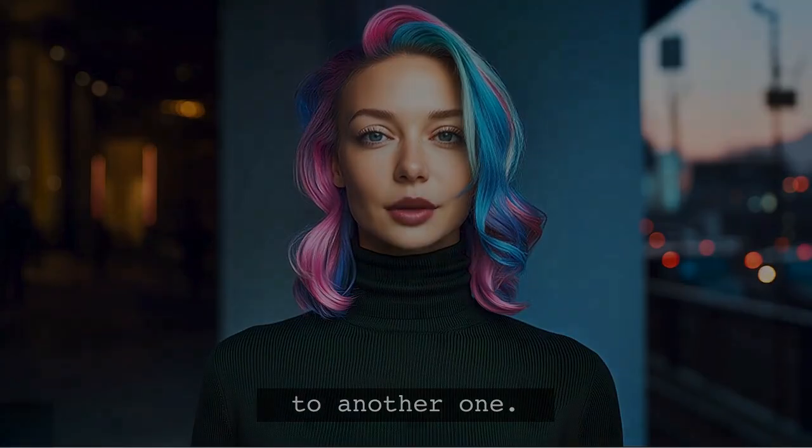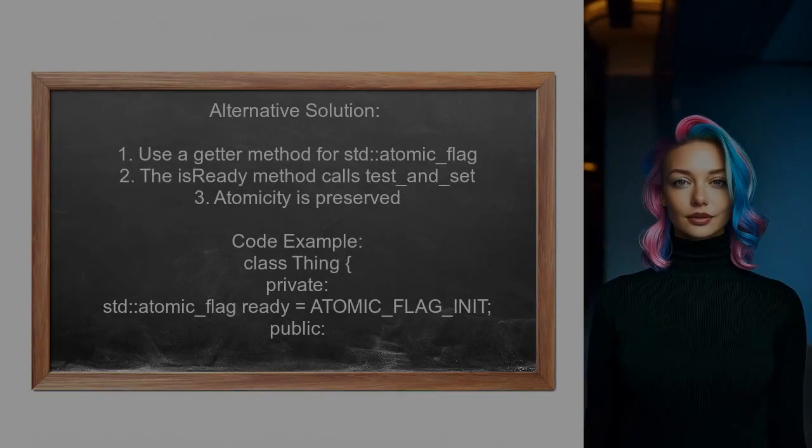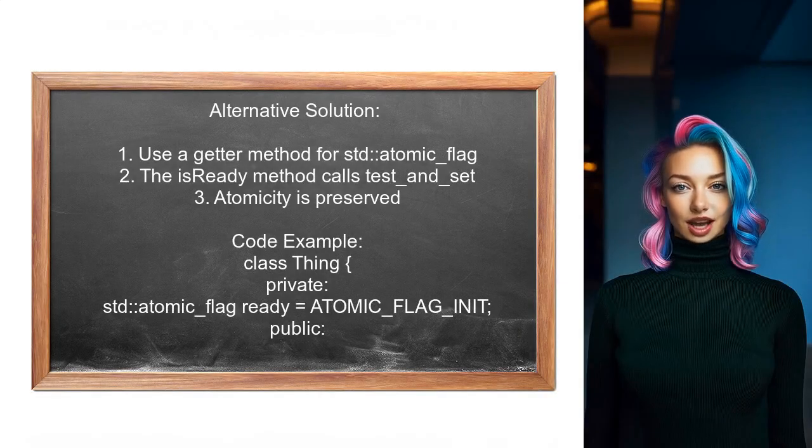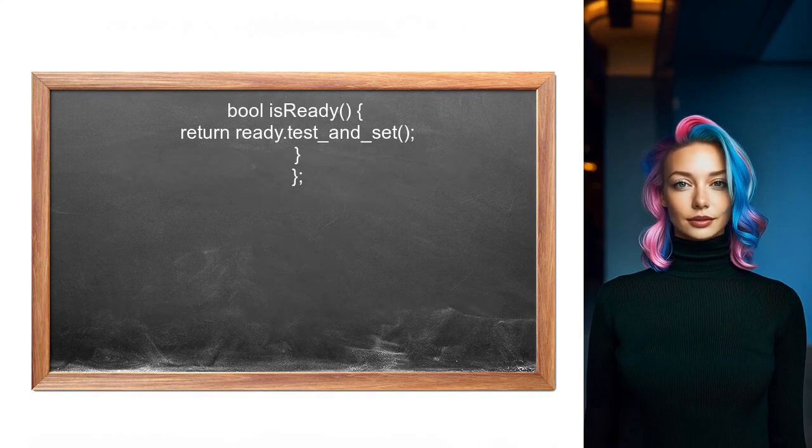Let's move on to another one. According to another user, wrapping the std::atomic_flag in a getter method does not compromise its atomicity. The isReady method will function just like a direct call to test_and_set, maintaining atomic operations.